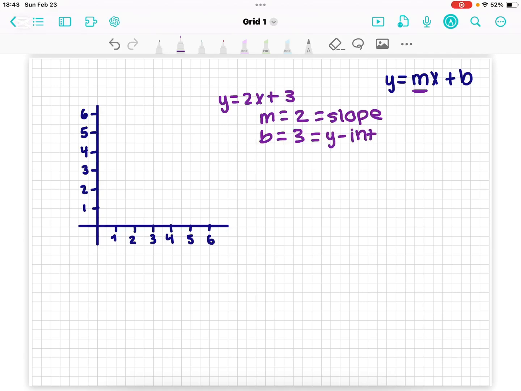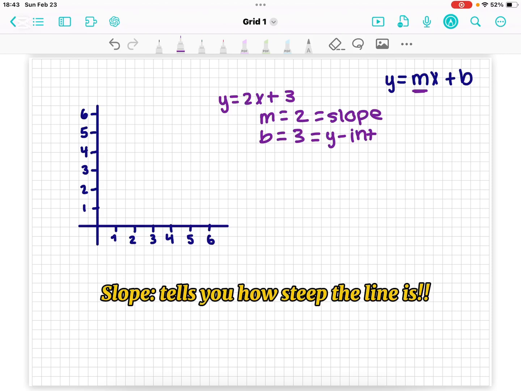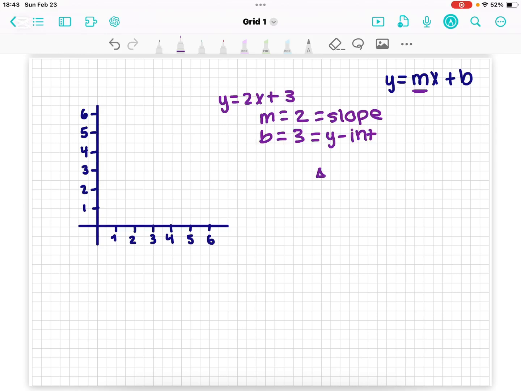Let's focus on the slope for a second. The slope m tells you how steep the line is. So it's the change in y, which we draw using delta, over the change in x. This means that for every unit you move horizontally along the x-axis, you're gonna move m units up along the y-axis. Let's use this example.